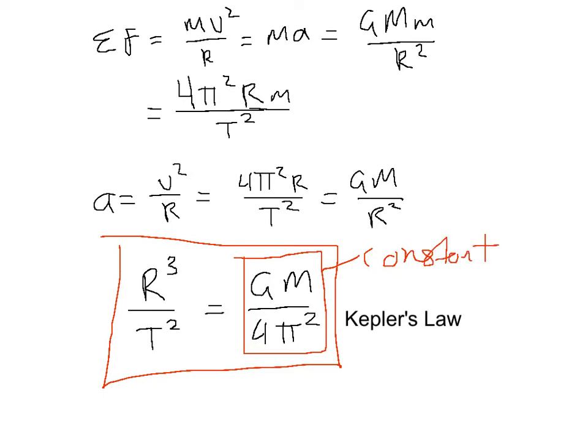So if you're talking about satellites orbiting Earth, G is going to be constant, M is the mass of the Earth, so it's going to be constant. 4 pi squared is of course constant. And so what that means is this part of the equation here is constant for bodies orbiting the same object. So for satellites in orbit around the same object. So for planets around the Sun, this is constant. For moons around the same planet, this is constant, and so on. We'll see what that means in the next slide.